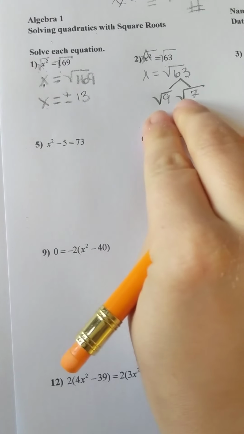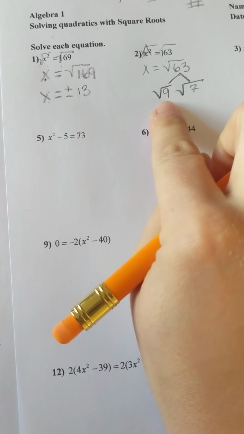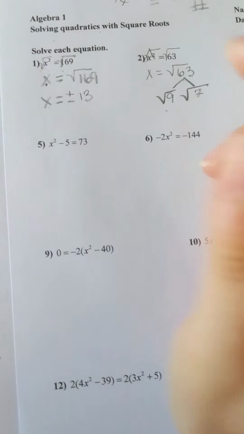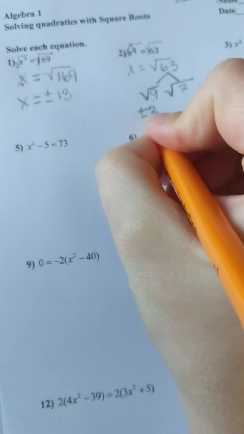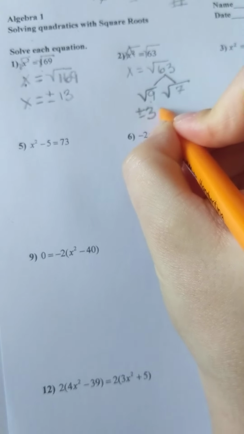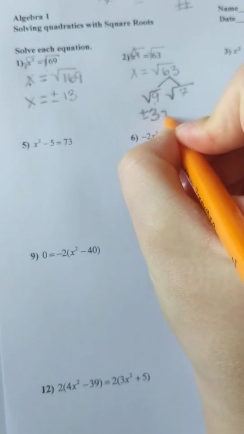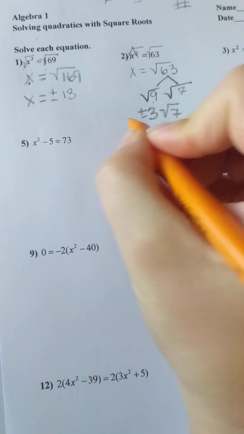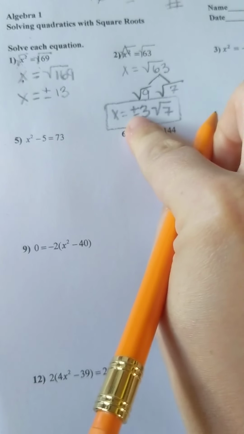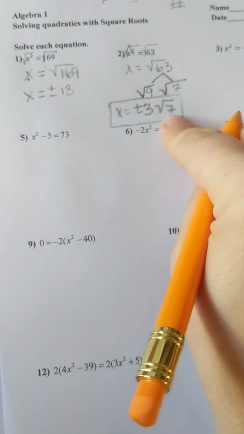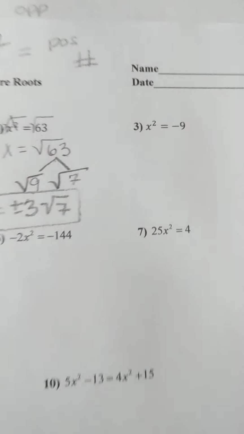So I want to find two numbers that multiply to 63. I want one of those numbers to be the biggest perfect square. Awesome. Now I could take the square root of 9, which is positive or negative 3. Remember your positive or negative. And then the square root of 7 is just the square root of 7. That doesn't reduce. So x equals 3, positive or negative 3, root 7. Let's look at number 3.